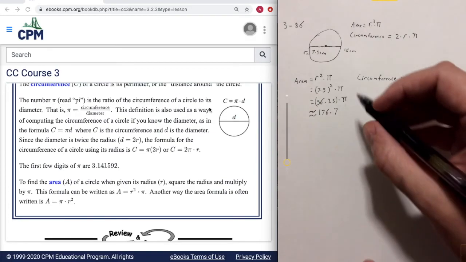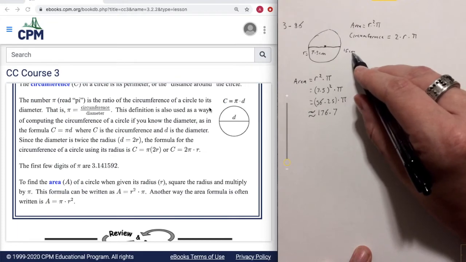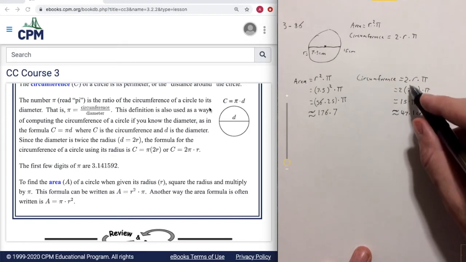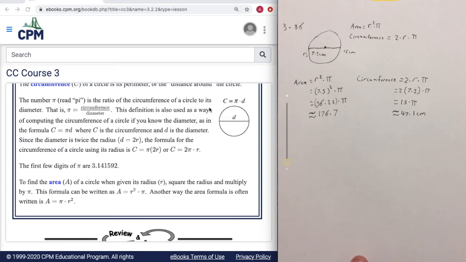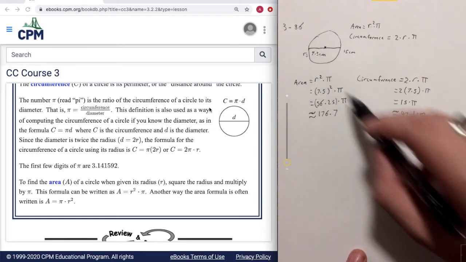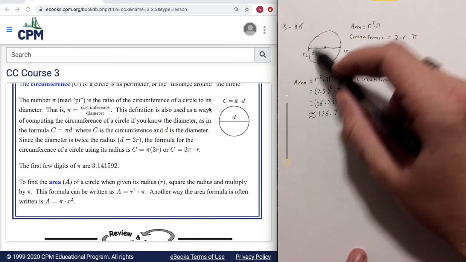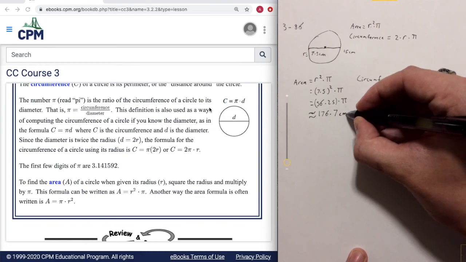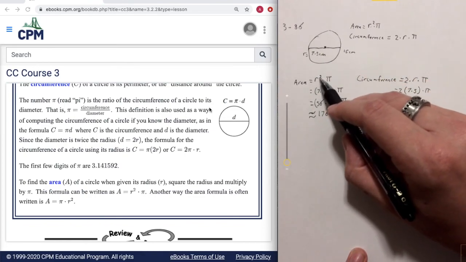To finish up the problem, notice we're given units, centimeters. So we want to make sure that we include those in the final solution. And you could include them all the way along. So the circumference is the distance around the circle. And that's going to be 47.1 centimeters. And the area is going to be all this area within. And that's going to be 176.7 centimeters squared, because r is being squared.